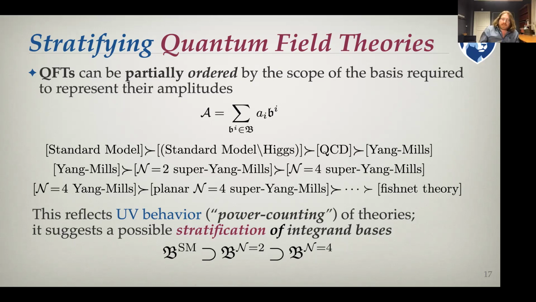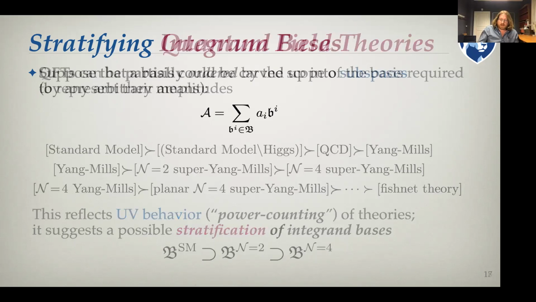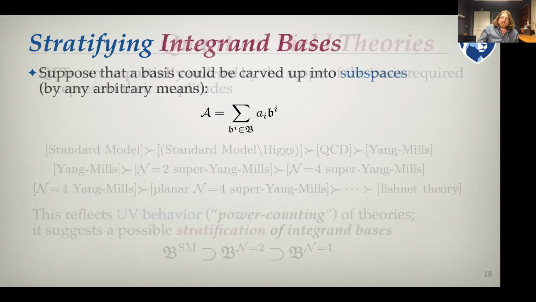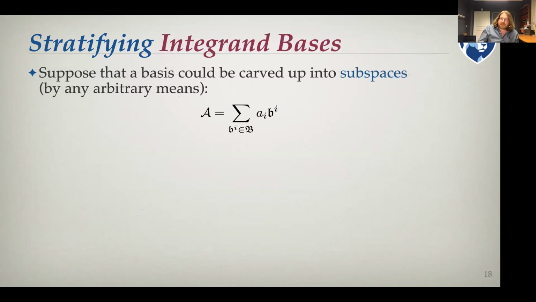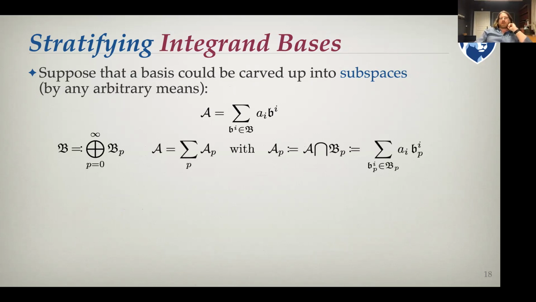And this can actually be done in general and doesn't need to reflect any of the physics really. It's really just a general statement that if I have a vector space of Feynman integrals big enough to represent amplitudes, if I divide it up into any subspaces by any means whatsoever, I can talk about the projection of the amplitude onto that subspace.